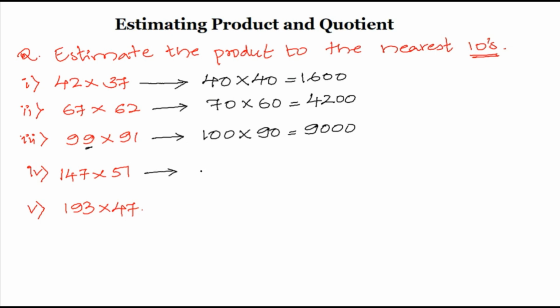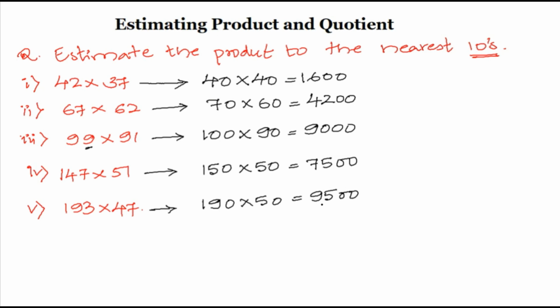147. When you round off to the nearest tens, it becomes 150. Multiply by 51 rounded off, we get 50. The product will be 7500 because 15 fives are 75 followed by 2 zeros, that is 7500. 193 rounded off will become 190. 47 when you round off becomes 50. 19 fives are 95 followed by 2 zeros. The result is 9500.